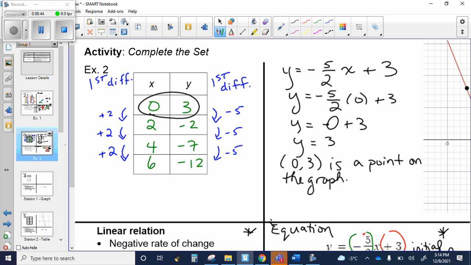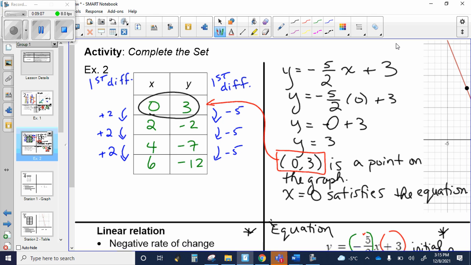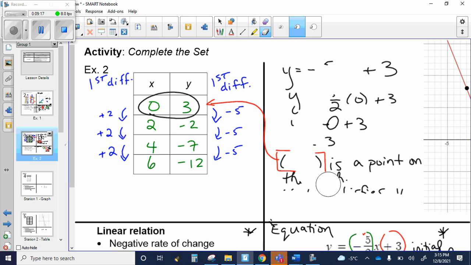You could say also, x equals 0 satisfies the equation. It works. And we can also see that (0, 3) truly is in our table. And you could actually build your table of values that way, just over and over again. So just to make that clear, let's try it again.